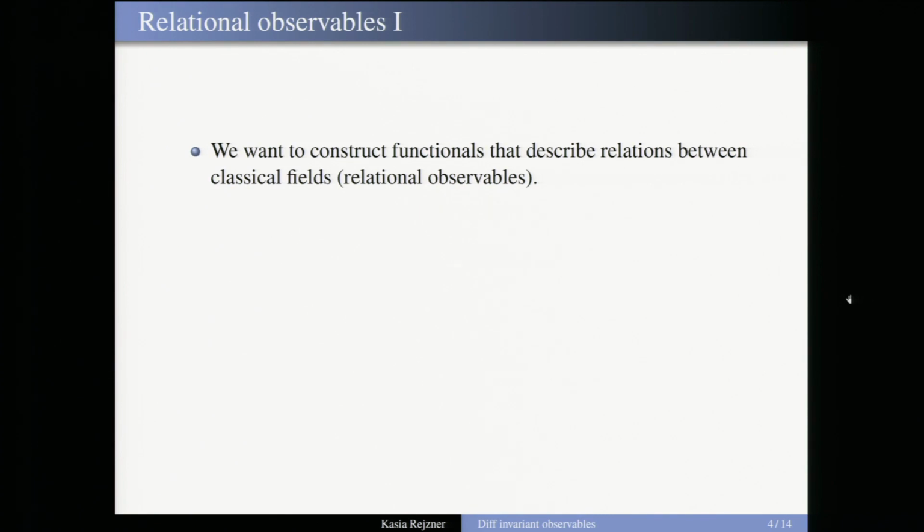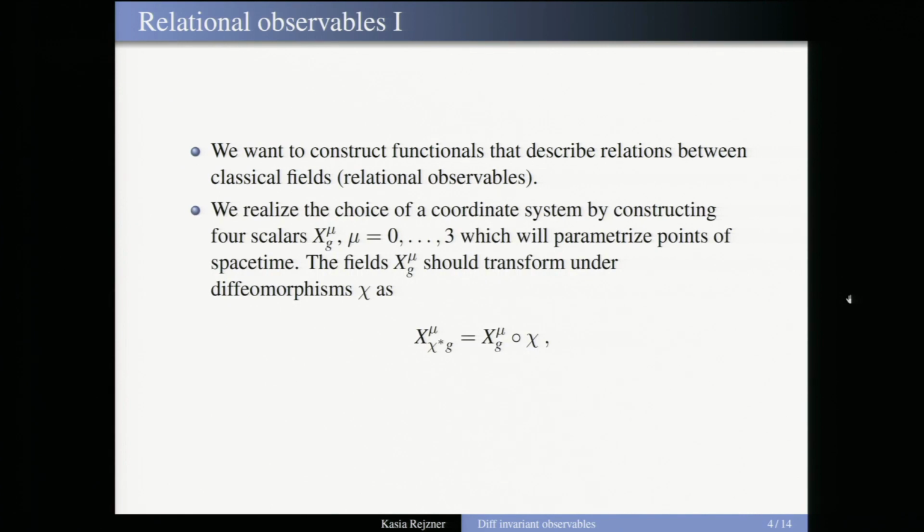Right, so relational observables have to somehow describe relations between classical fields, and maybe let's make it more restrictive. We probably want them to describe relations between local fields, but let's see. So how do I think of it? We want to define a coordinate system, and we want to define it dynamically, using some fields we have in the model. So let's assume that we can find four scalars, which parameterize points of space-time. To each point we can evaluate those four scalars, we get a number, numbers are good, and they would label our points of space-time for the purpose of other observables so that they know where they are. So that's relational observables.